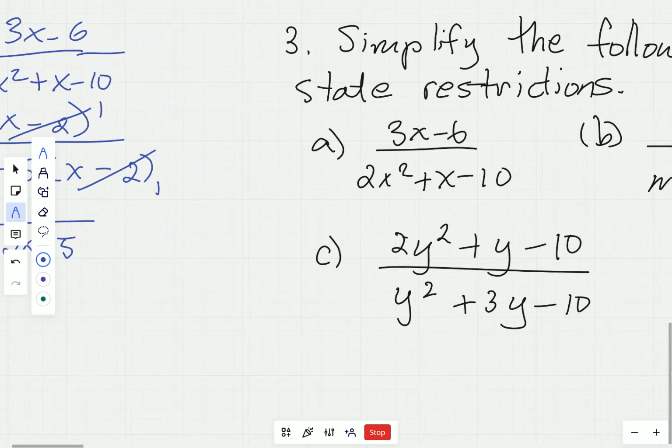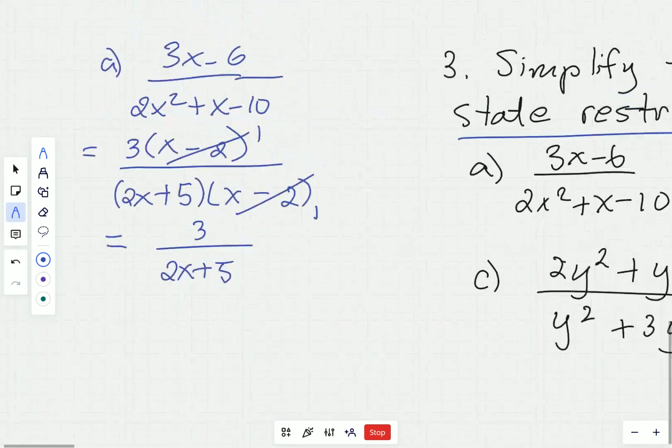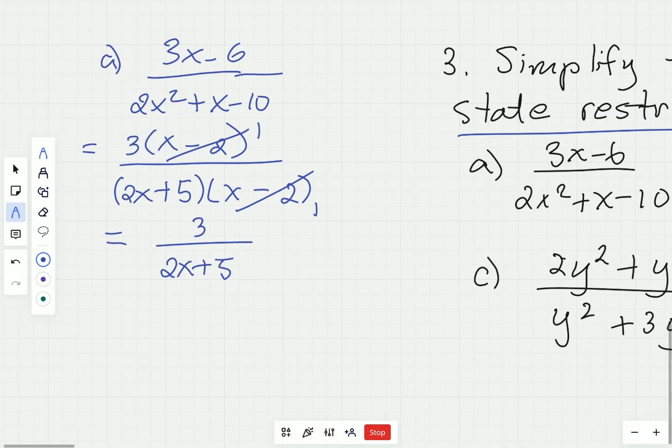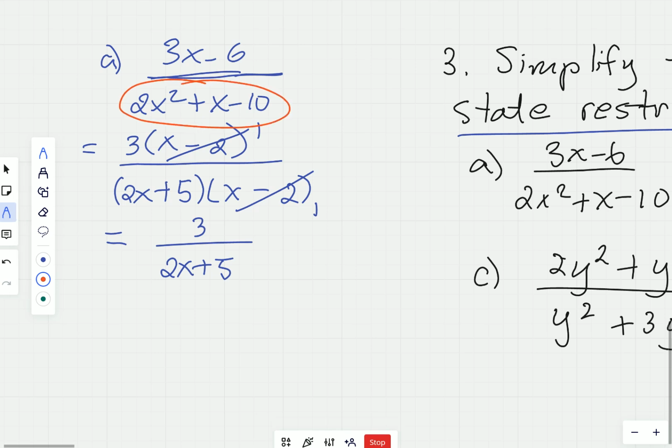Now we need to do the state restrictions part. All right, so what does that mean? So when is a fraction not defined? A fraction is not defined when the denominator equals 0. So let's determine when the denominator equals 0. So in this case, our denominator is 2x squared plus x minus 10. So we need to find all the values of x when this polynomial equals 0. So we factored the denominator to be 2x plus 5 times x minus 2. So when either of these factors equals 0, then our denominator equals 0.